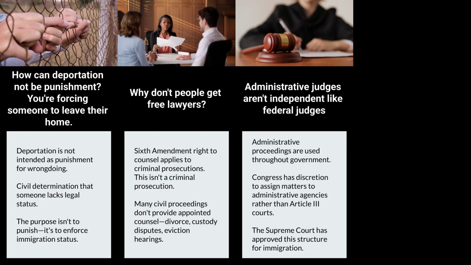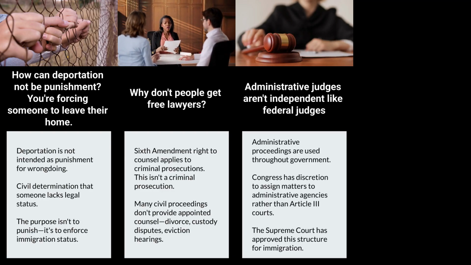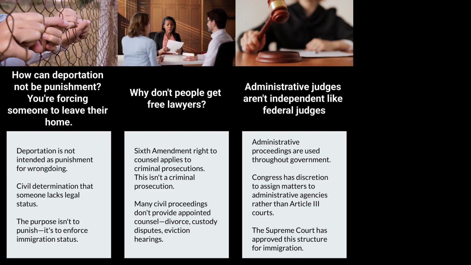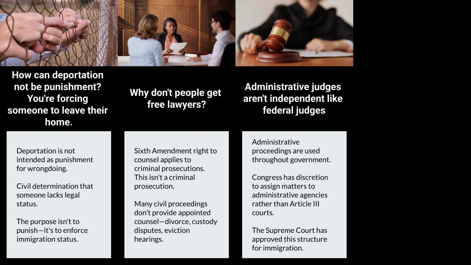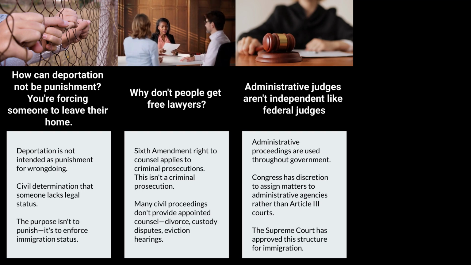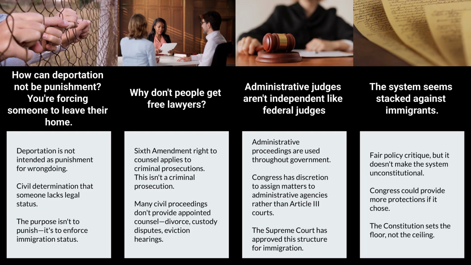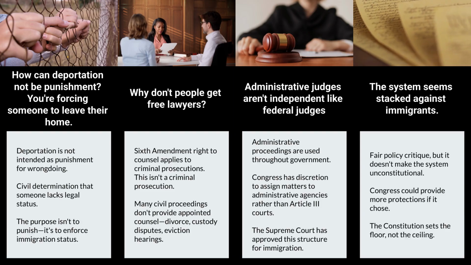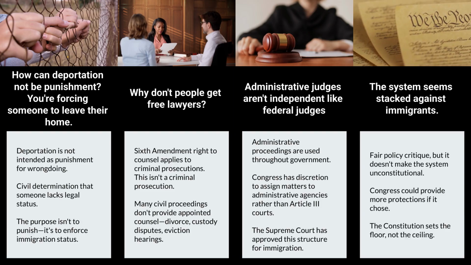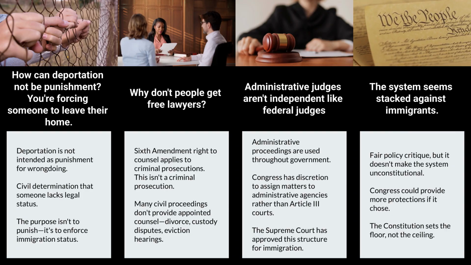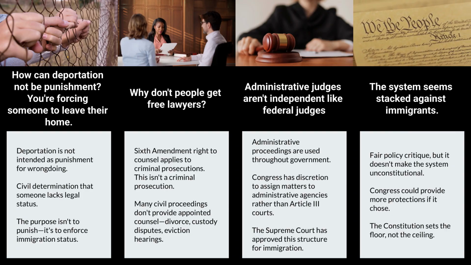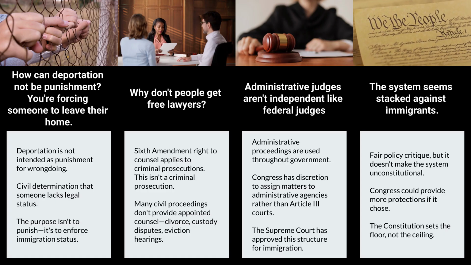Administrative judges aren't independent like federal judges. True, but administrative proceedings are used throughout government. Congress has discretion to assign matters to administrative agencies rather than Article III courts. The Supreme Court has approved this structure for immigration. The system seems stacked against immigrants. That may be a fair policy critique, but it doesn't make the system unconstitutional. Congress could provide more protections if it chose. The Constitution sets the floor, not the ceiling.